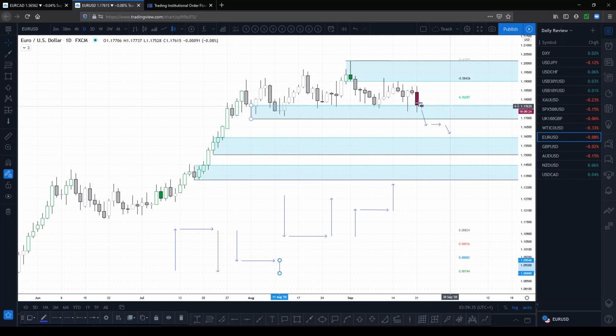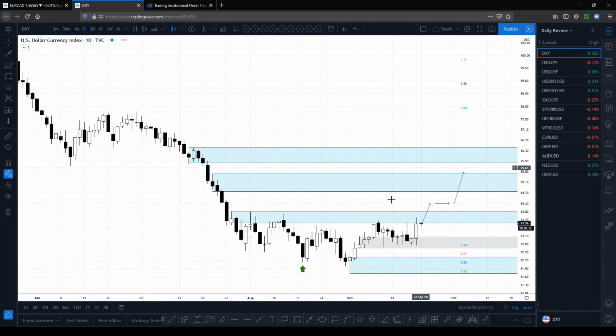So watch for the creation of one of these two types of supply zones if price does break down through this level. That's the dollar. Watch for one of the two types of demand zones to be created if we break above. Right now, it's a watch for the two of them to see what price does.